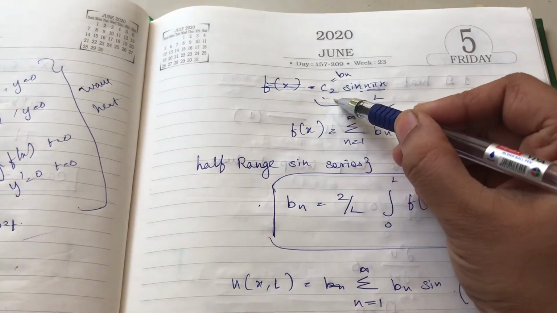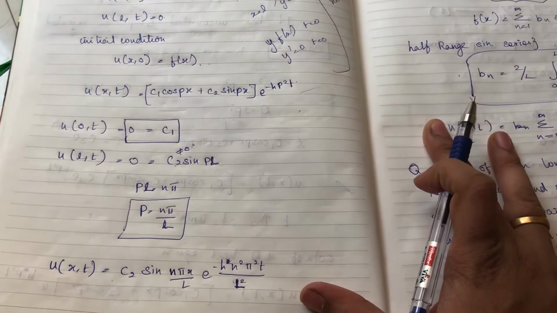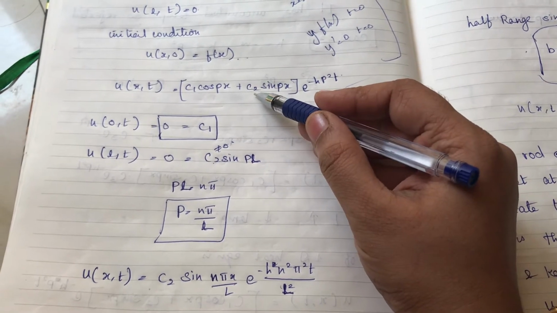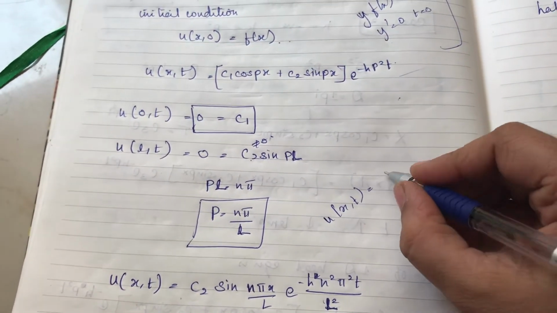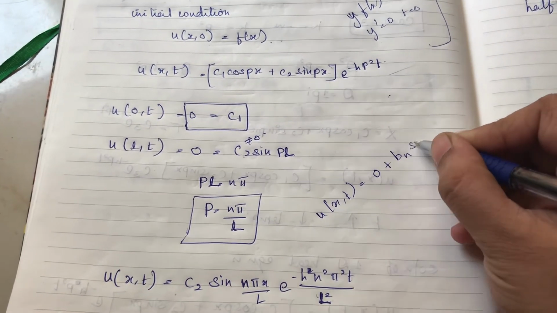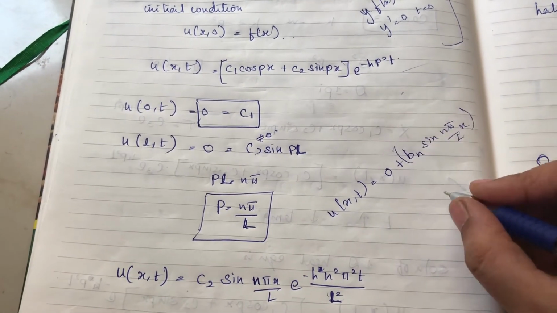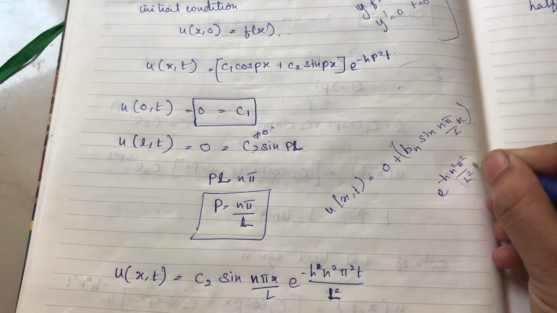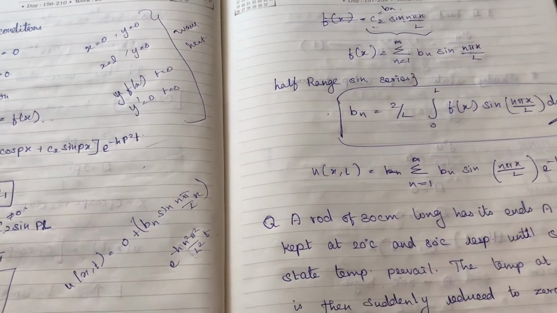So I'm just taking this C2 as Bn. So in the solution, C1 is 0 and C2 is Bn. So u(x, t) will be equal to 0 plus C2, which is Bn. Bn sin(n pi x by L) into e power minus h n square pi square c by L square into t. This is the term for u(x, t), right? So I just wrote it here.